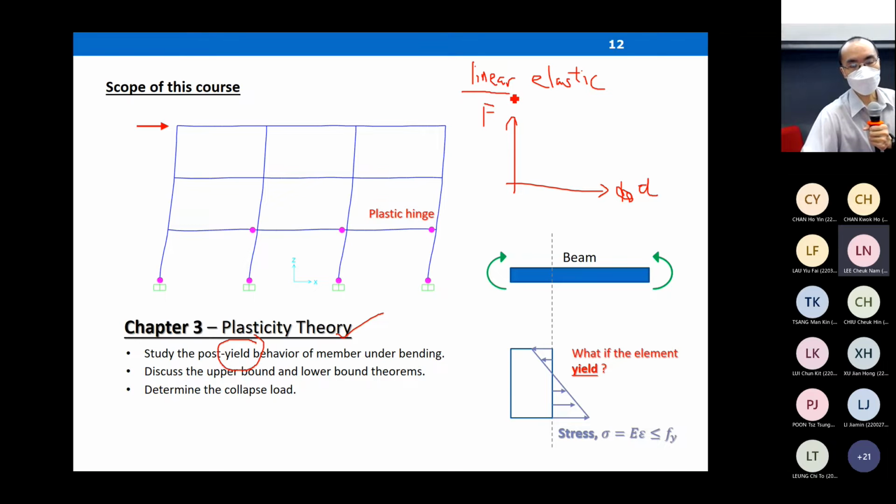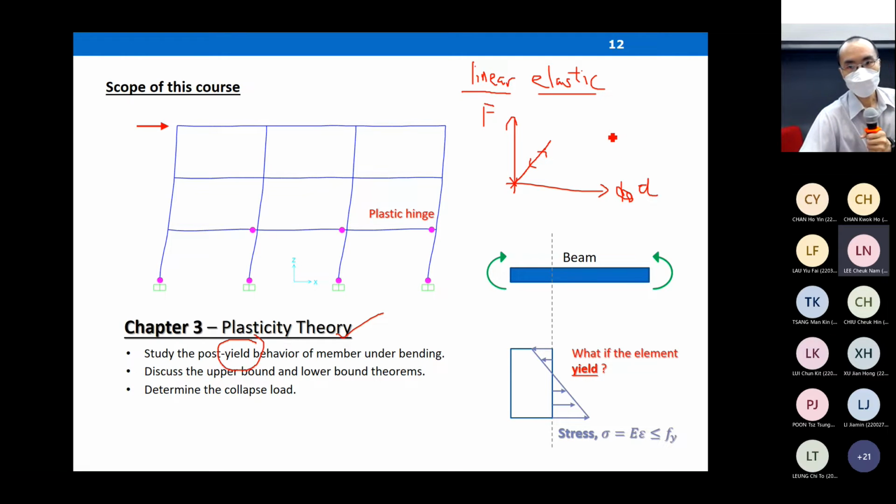But actually, this term means two things. Linear means the force-displacement relationship is a straight line. Linear, right? Linear means straight line. What is the meaning of elastic? Elastic means when you unload the structure, it will go back to the initial point. This means elastic. You can go back to the undeformed position without any residual displacement.